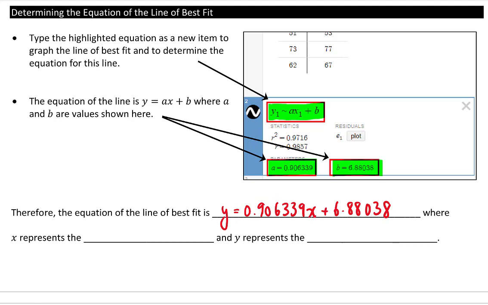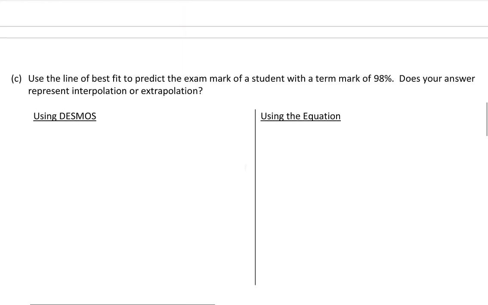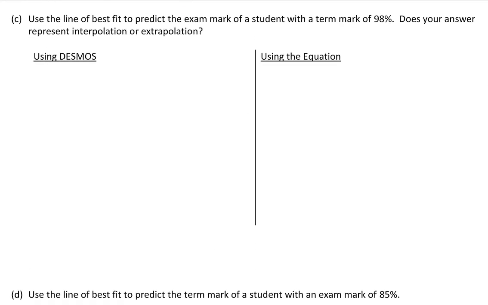Remember that x represents the term mark in this equation as a percent, and y represents the exam mark as a percent. So let's make some predictions. Use the line of best fit to predict the exam mark of a student with a term mark of 98. Remember that the term mark that we have here is our x value. So using Desmos, remember we're going to let x equal 98%.